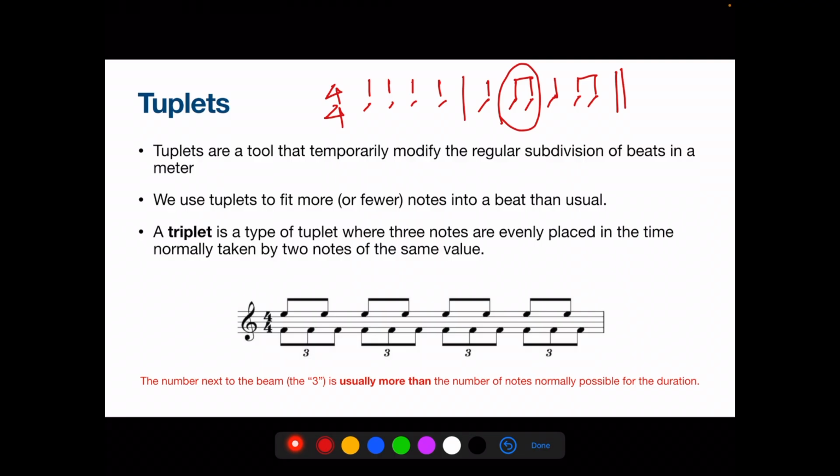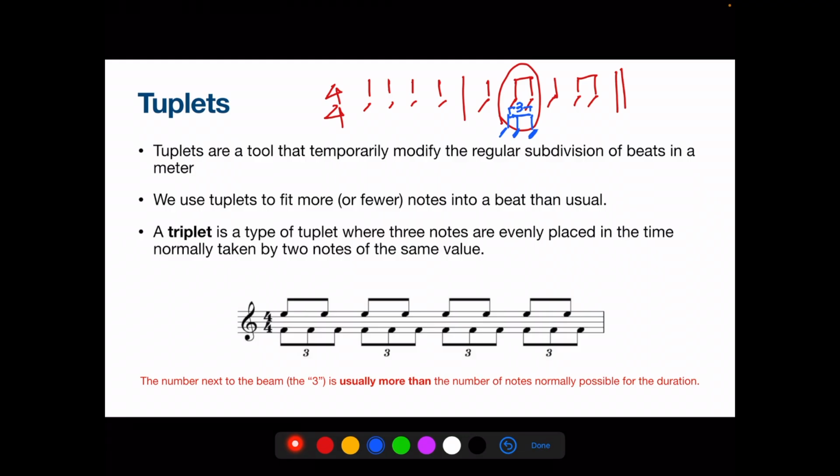So one of the most common forms of tuplets is a triplet, which is a type of tuplet where 3 notes are evenly placed in the time normally taken by 2 notes of the same value. So just like this same example that we're looking at, ta ti ti ta ti ti. Instead of ta ti ti, if you want ta ti ti ti, well, you are technically allowed to do that, but you must add this number on top. That shows that, hey, we're going to fit 3 notes instead of just 2 that you normally allow.